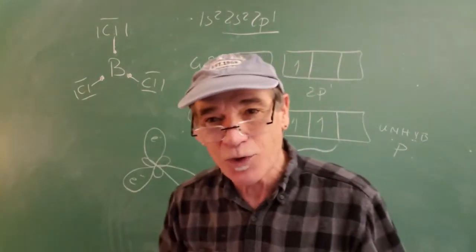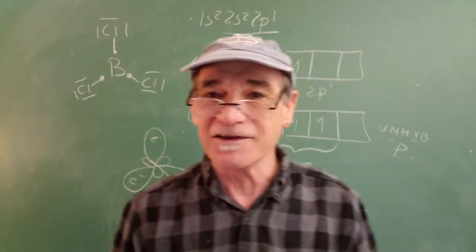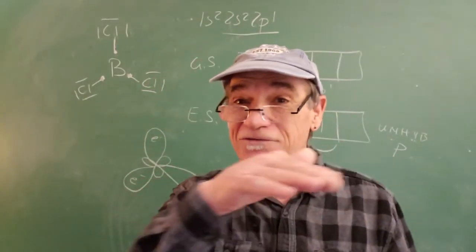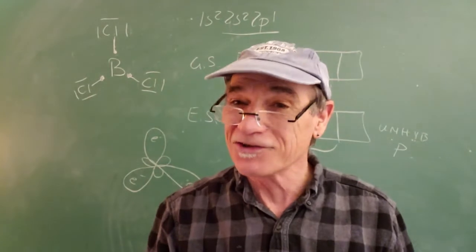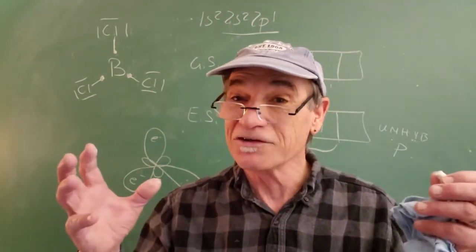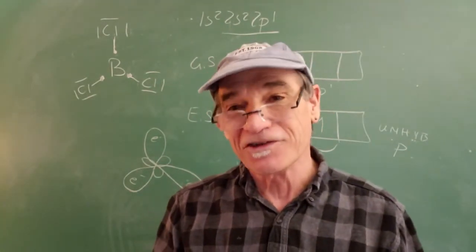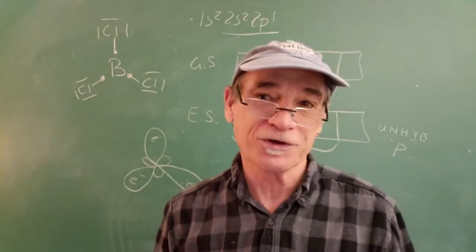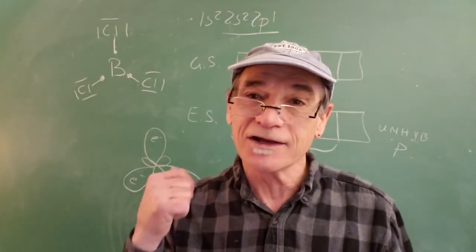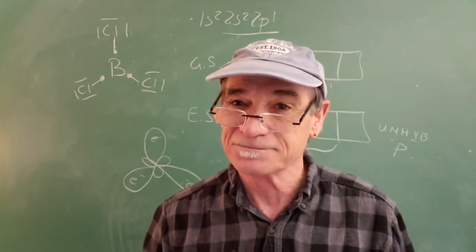This is exactly why you can't have an expanded octet until you get to the 3rd level in the periodic table, because that's where suddenly the 3rd shell has a d sublevel that's available for us to form bonds with. All right, well, let's look quickly at an expanded octet.